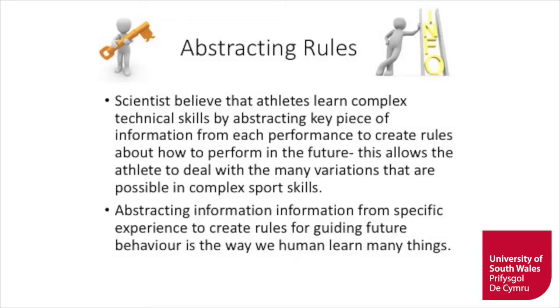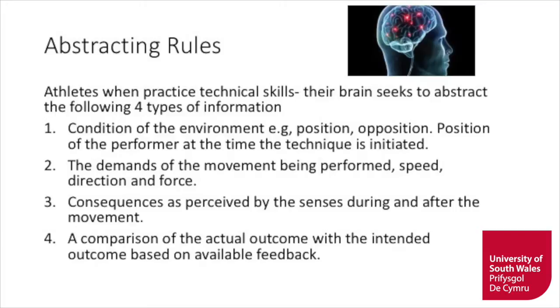and it can be applied at all levels. So continuing on this abstracting rule, when athletes practise technical skills, their brain seeks to abstract the following 4 types of information. The first is the condition of the environment, so the position that I'm on the pitch, the opposition, the position of the performer at the time the technique was initiated. These are key conditions of the environment that we're going to make note of. Second, it might be the demands of the movement being performed, so the speed, the direction, the force.